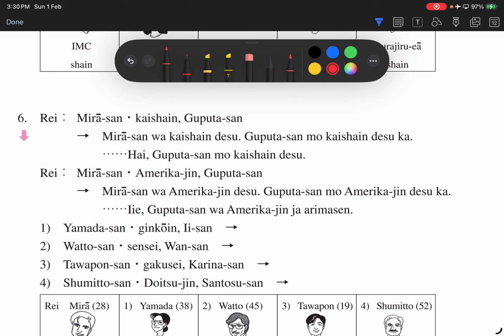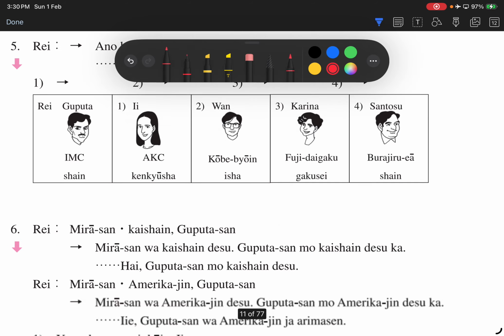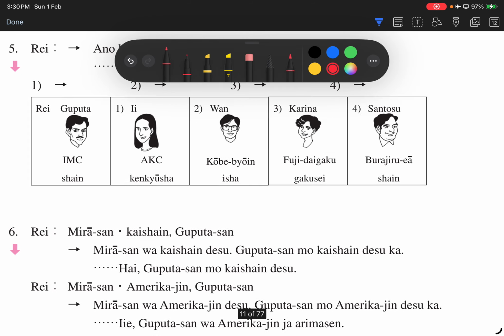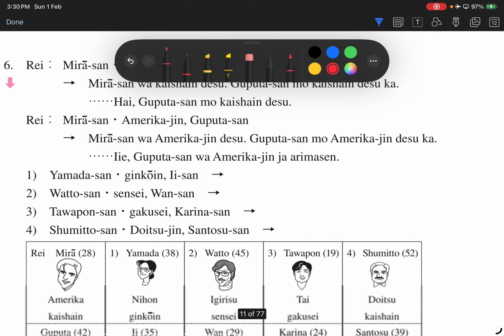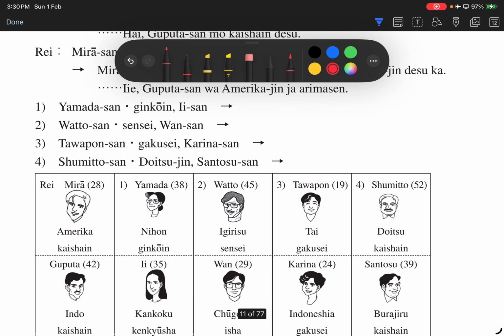Okay, very good. From now onwards I'll ask the question instead, sorry. Okay, next one. Wan-san wa sensei desu. Wan-san mo sensei desu ka? いえ、ワンさんは先生じゃありません。 Okay, very good. Next one. Tawapon-san wa gakusei desu. Karina-san mo gakusei desu ka? はい、カリナさんも学生です。 Okay, very good. She also gakusei desu. Oh, there's no Tawapon in the picture. Okay, it's the one below. Okay, that makes sense.